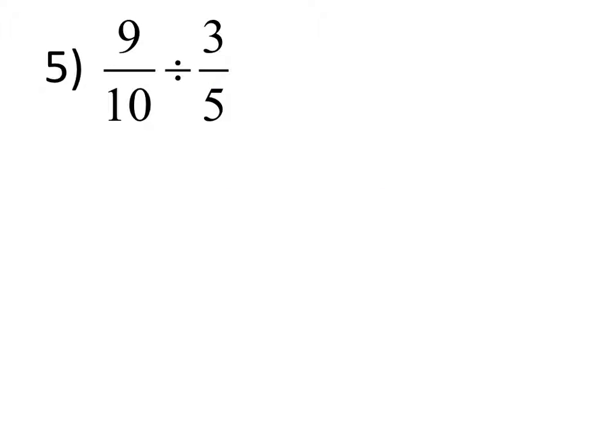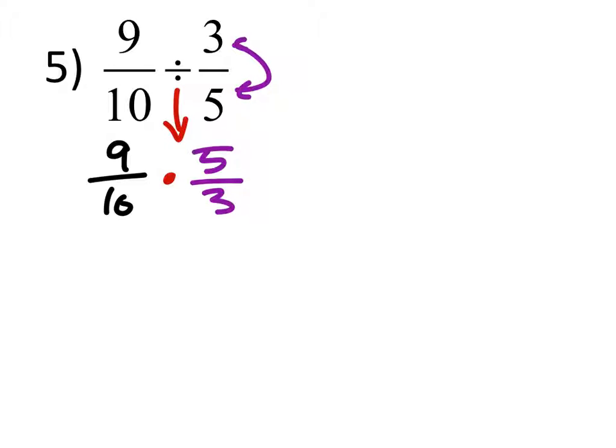So when we change this, use a bigger font here. So I got my 9/10. And again, I'm going to change this division to multiplication and reciprocate this fraction. So that gives me 5/3. So I've got 9 times 5, which is 45.